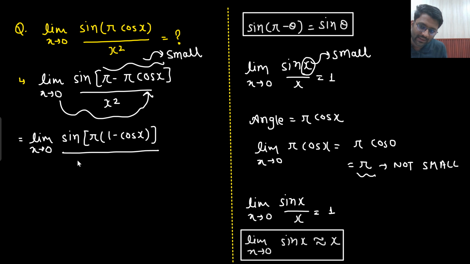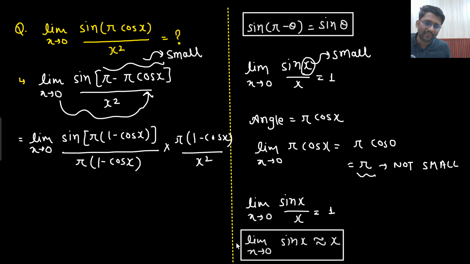So downward as well, sir, I will need pi into 1 minus cos x as well. So sir, if I am dividing something, I will have to multiply as well, pi into 1 minus cos x, right? And already x square was there. Already x square was there.